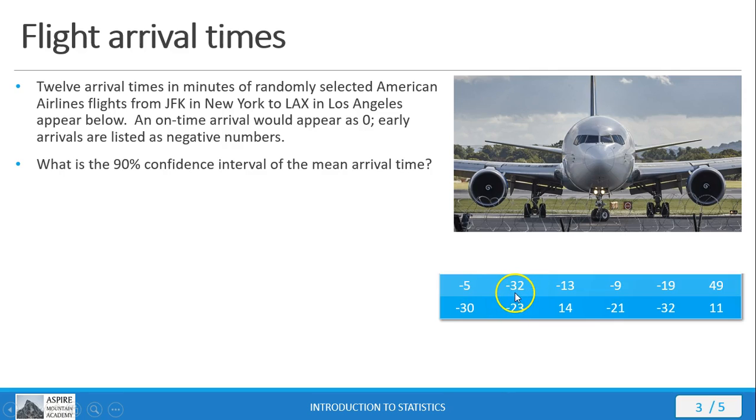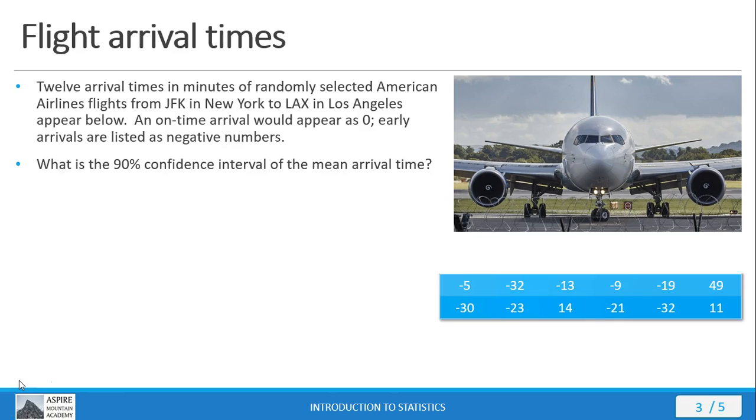This flight arrived 32 minutes early. This arrived 13 minutes early. This flight here arrived 14 minutes late. Okay, we don't see any zeros, so there's no on-time arrivals here in our data set, just early and late arrivals. So with this data, what is the 90% confidence interval of the mean arrival time?